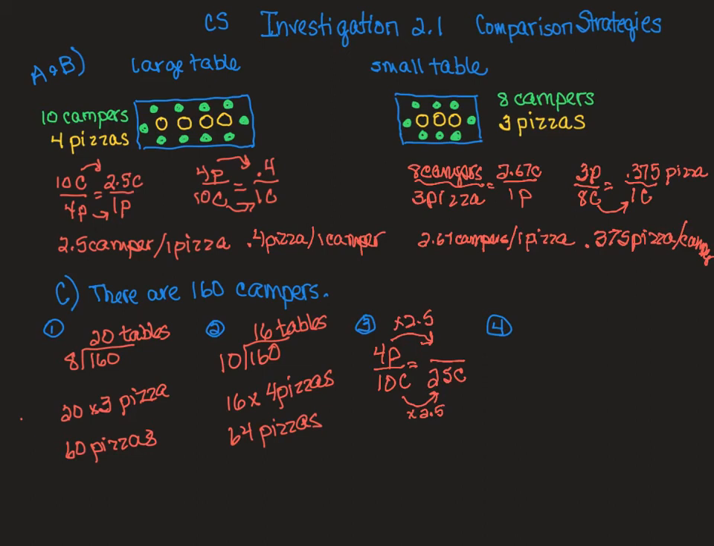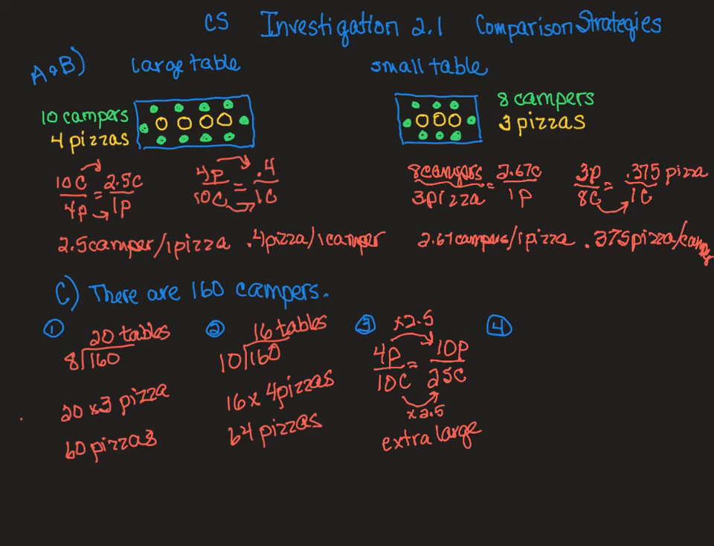I multiply the top by 2.5. 4 times 2.5 is 10 pizzas. So I'm going to need 10 pizzas if that's that extra large table. Okay, so that's kind of an easy thing. I'm just moving it up. I could have used 3 to 8, but I knew that multiplying by 10 would be an easier one, and it doesn't really say which one I have to use.